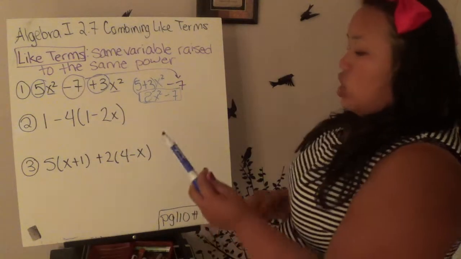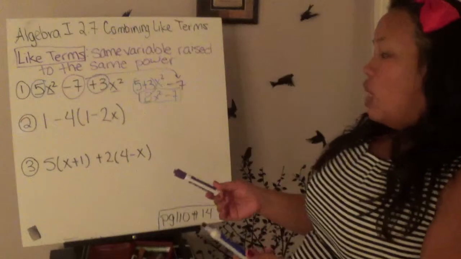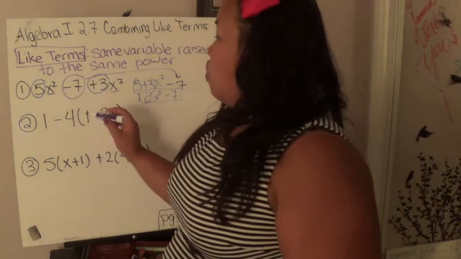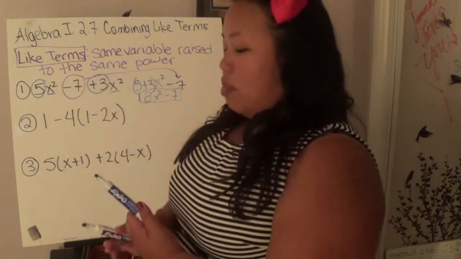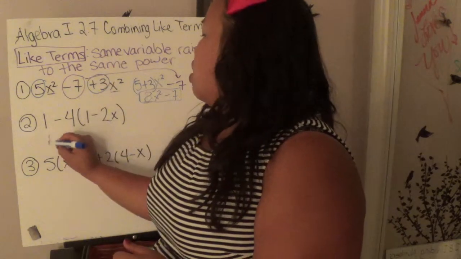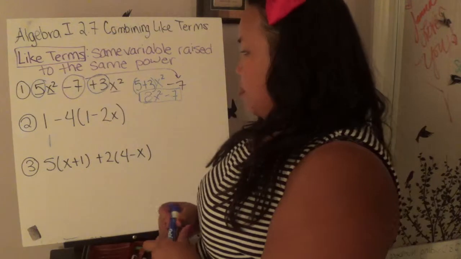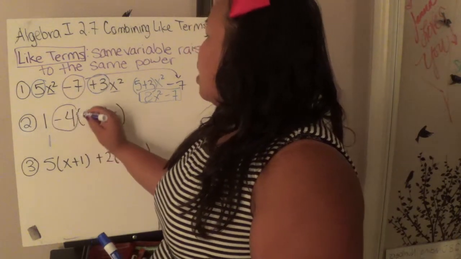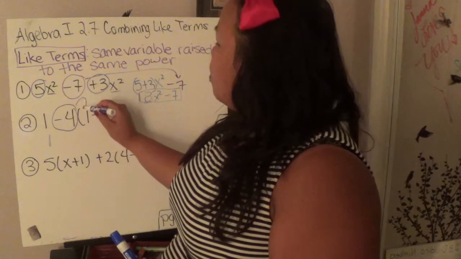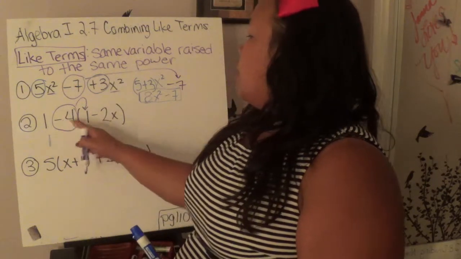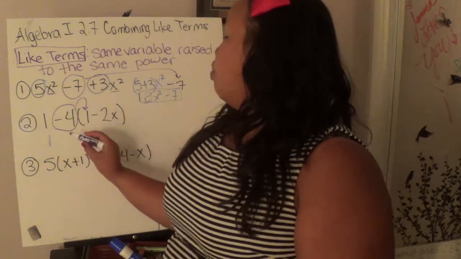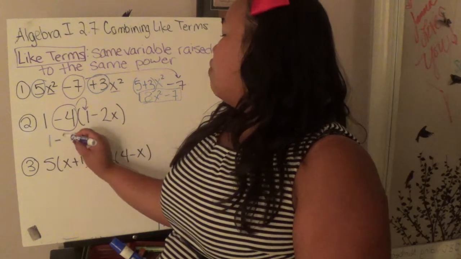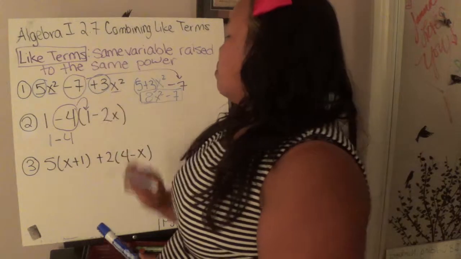Okay, let's try this one. Now this one requires a little bit of the distributive property that you learned last section. So with this distributive property, I'm going to go ahead and bring down this 1 right here. Then I'm going to take the whole number, including the negative, and I'm going to distribute it. So negative 4 to positive 1 gives, because this is a negative and a positive, it's going to give me a negative 4. Negative 4 times 1.